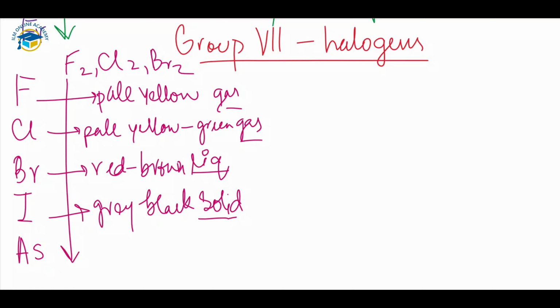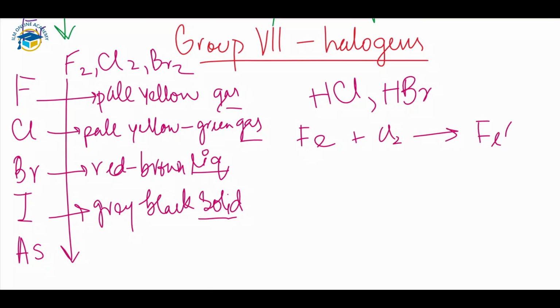They can also form covalent compounds with non-metallic elements such as HCl. They react with hydrogen to form halides like HCl, HBr, HF, which dissolve in water to form acidic solutions. They also react with metals to produce ionic metal halides. Iron is a metal, so when it reacts with chlorine, Cl2, after the reaction we have iron chloride, FeCl3.